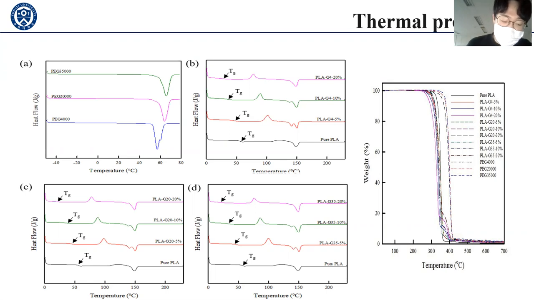However, at the low contents of PEG, no significant difference in Tg was observed for all PLA-PEG films with different PEG molecular weights, which may be related to the low amount of plasticizer in PLA. In TGA, as expected, at the same PEG contents, high molecular weight PEGs present higher thermal properties compared to those with low molecular weight PEG.